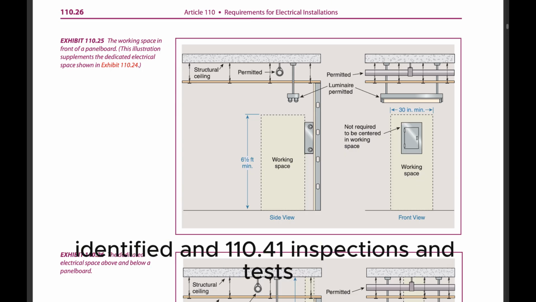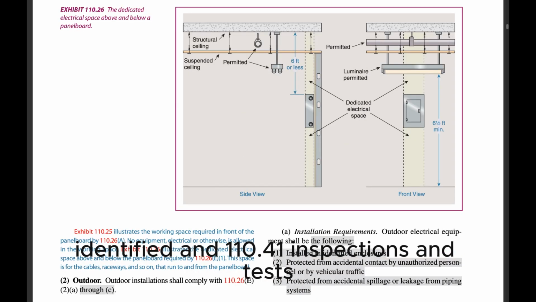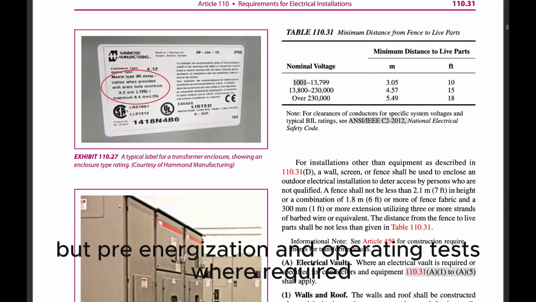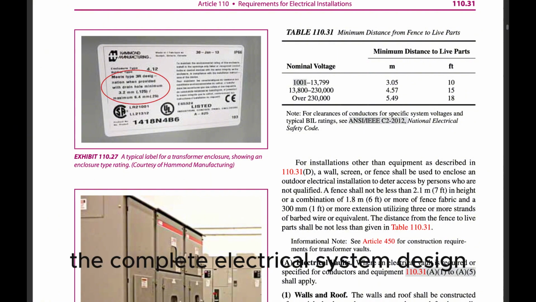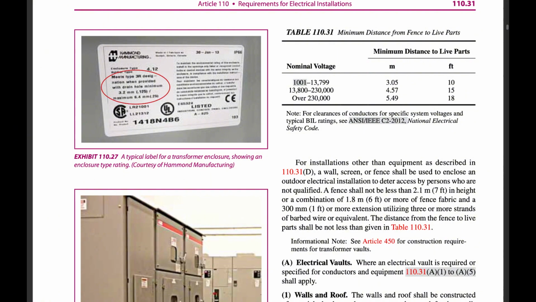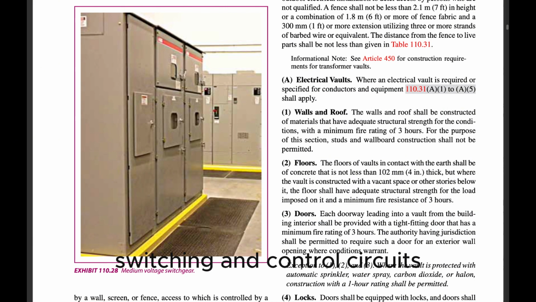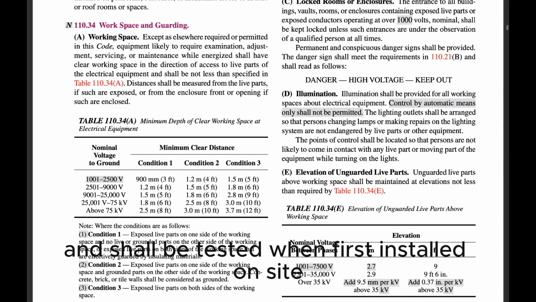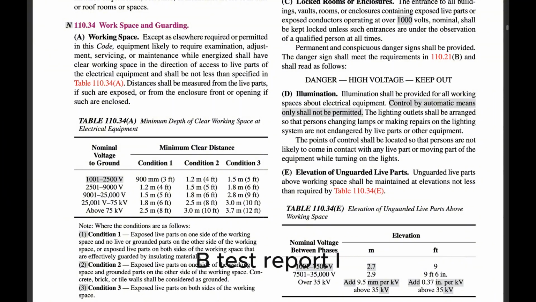110.41 Inspections and tests. A. Pre-energization and operating tests. Where required elsewhere in this code, the complete electrical system design, including settings for protective, switching, and control circuits, shall be prepared in advance and made available on request to the authority having jurisdiction, and shall be tested when first installed on site. B. Test report.